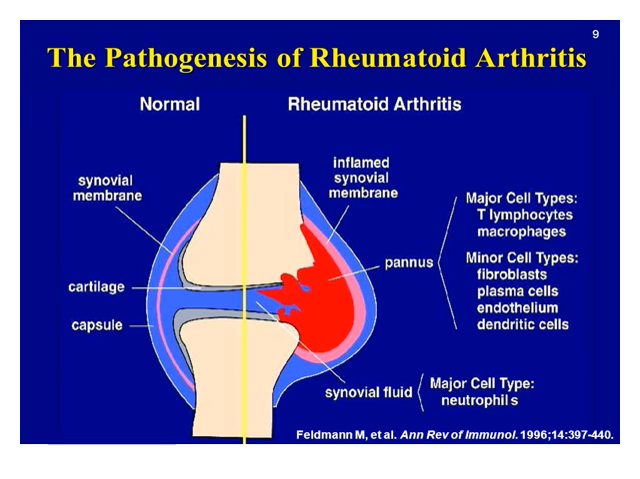Now, you can see on the left-hand side there is a normal joint space with synovial membrane, cartilage, capsule, etc. But in case of rheumatoid arthritis, the synovium is inflamed. Synovial fluid contains different cells, mainly neutrophils. And there is formation of pannus, where the major cell types are T lymphocytes and macrophages, and minor cell types are fibroblasts, plasma cells, endothelial cells, dendritic cells, etc.